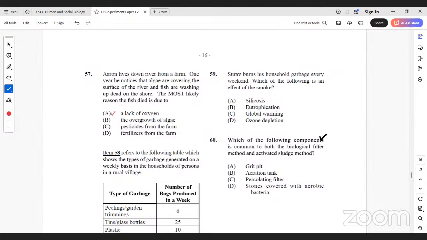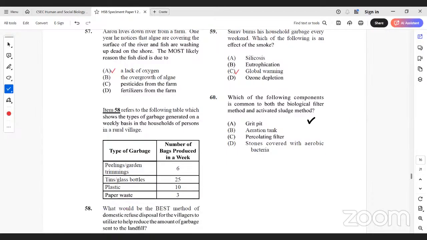59. Surav burns his household garbage every weekend. Which of the following is an effect of the smoke? What should happen? If he's burning his garbage every weekend, he should dispose of his garbage properly, yeah? But nevertheless, he's single-handedly contributing to global warming, yeah? I hope we understand who is to blame here. Surav, for burning garbage every weekend. He's single-handedly contributing to global warming. What a mean person he is.